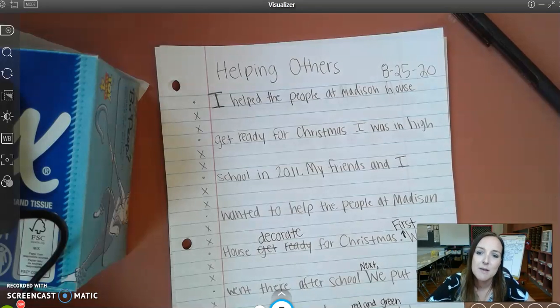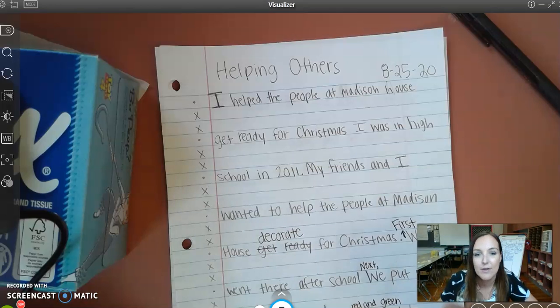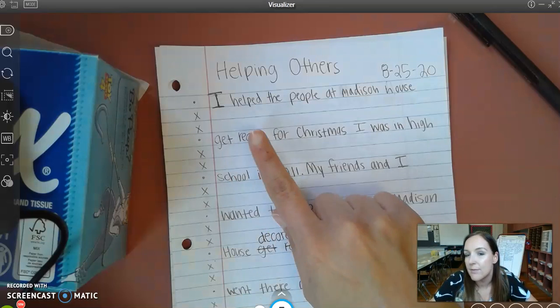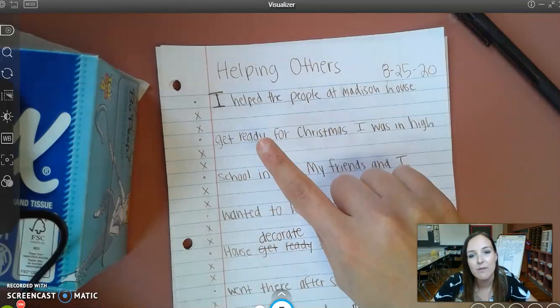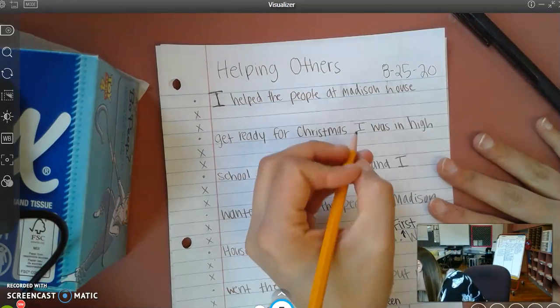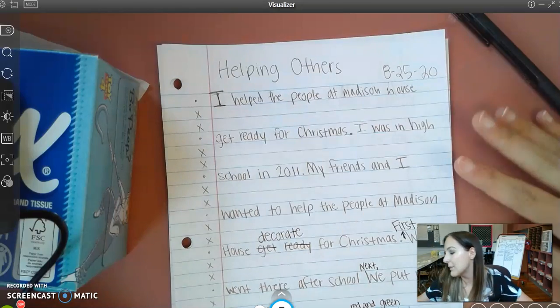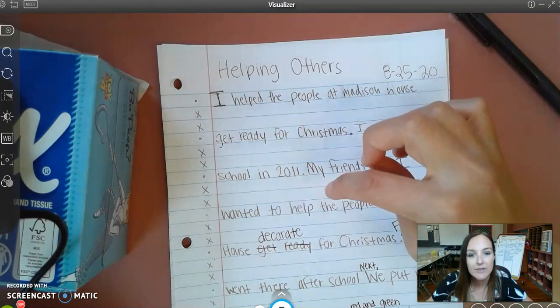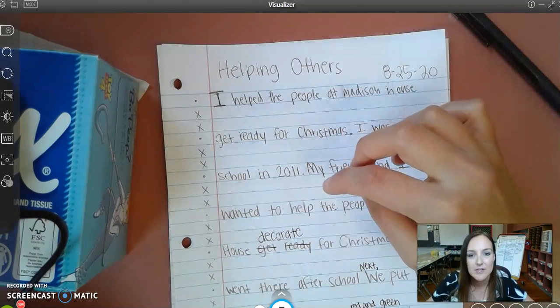That sounds like to me maybe I need a period in there, because if I read that, it's all together, and really I could separate it into two different sentences. So let me read it again. I helped the people at Madison House get ready for Christmas. Okay, that sounds like a good sentence. I was in high school in 2011. Okay, that's a good sentence too.